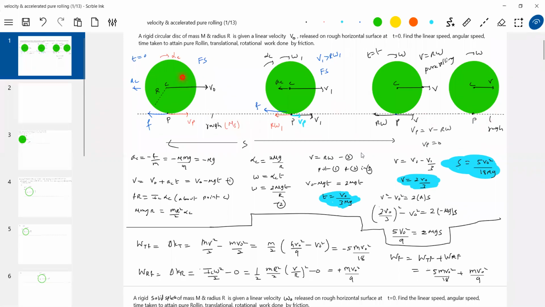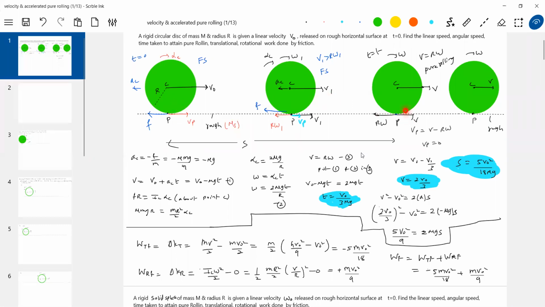Now, instead of a disk, let me take a ring. Tell me, what will happen to this time taken? Will it be the same? No. So when this becomes a ring, tell me where the changes will come. The changes will come here, no? Look at I C. So I C, what can you write? M R square only. Then alpha C will be only mu g by R. Then omega will change, then definitely T will change. So will a ring and a disk of same mass and radius both take the same time to attain pure rolling? The answer is no.